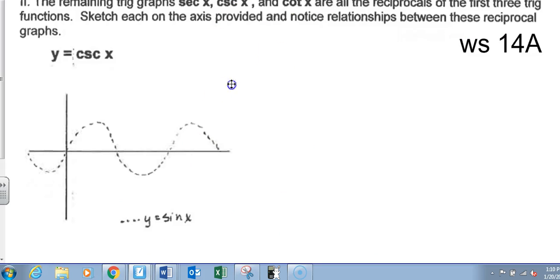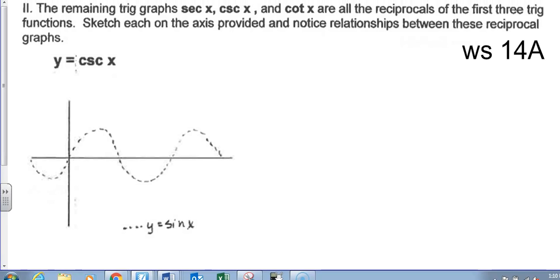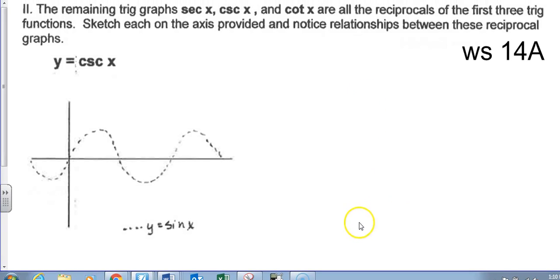All right, this is back on worksheet 14. We're going to talk about where the cosecant graph comes from. If you want colored pencils, there's some back by Max. Just while you're back there, wake him up and tell him to take notes, okay? You awake back there?